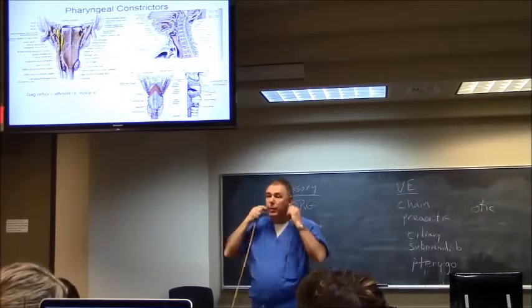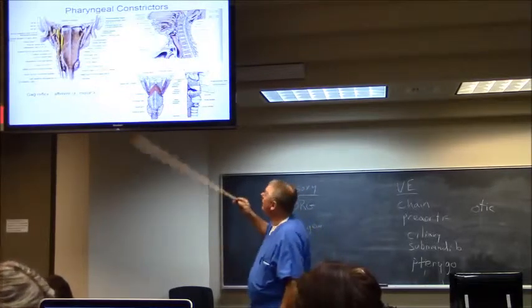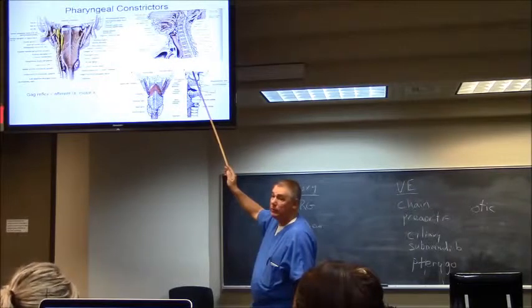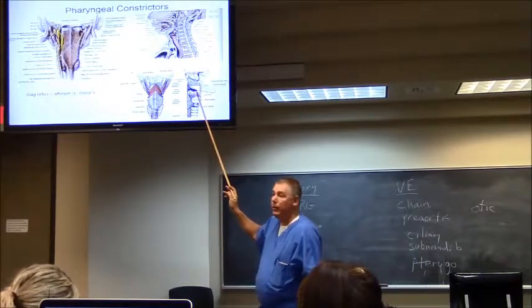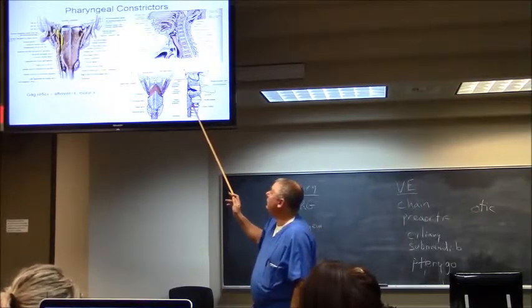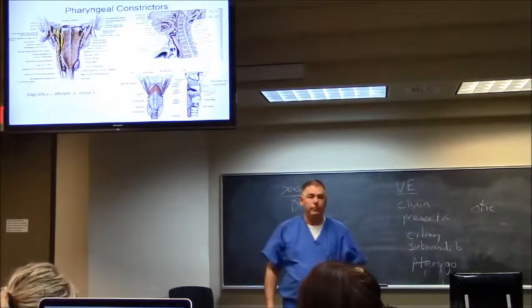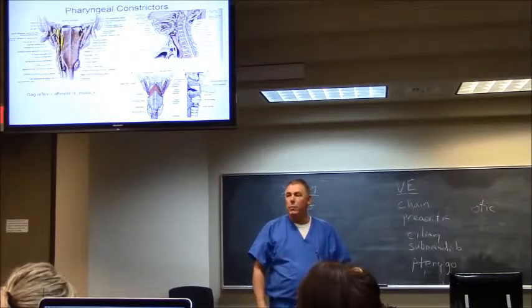So the superior constrictor goes into the back of your mouth. You see, it goes all the way up to the base of the skull, though. It originates all the way up to the base of the skull. The middle constrictor attaches anteriorly, inserts into the hyoid bone. The inferior constrictor inserts into the thyroid and cricoid cartilages.